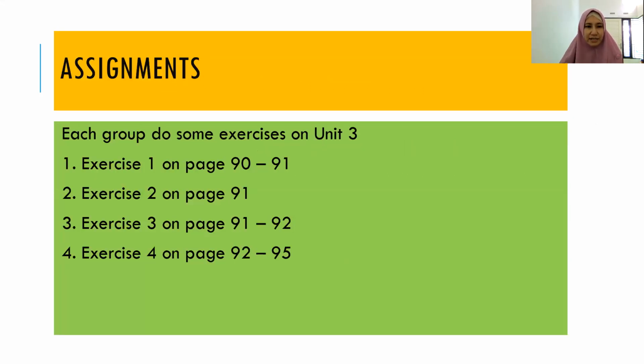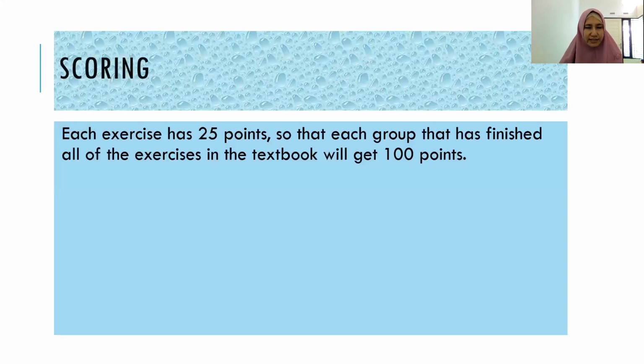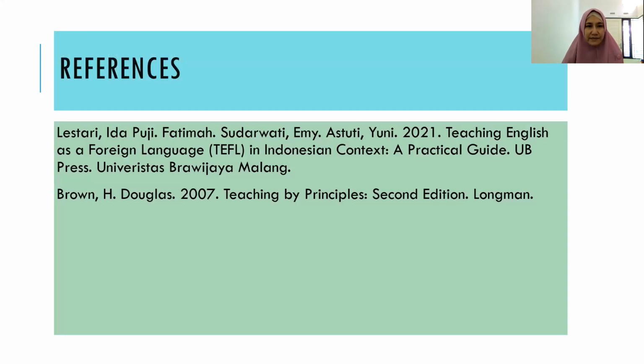For the assignments, each group do some exercises on Unit 3. So the first exercise 1 on page 90 up to 91. The second is exercise 2 on page 91. And then exercise 3 on page 91 up to 92, and exercise 4 on page 92 up to 95. For the scoring, each exercise has 25 points, so that each group that has finished all of the exercises in the textbook will get 100 points.